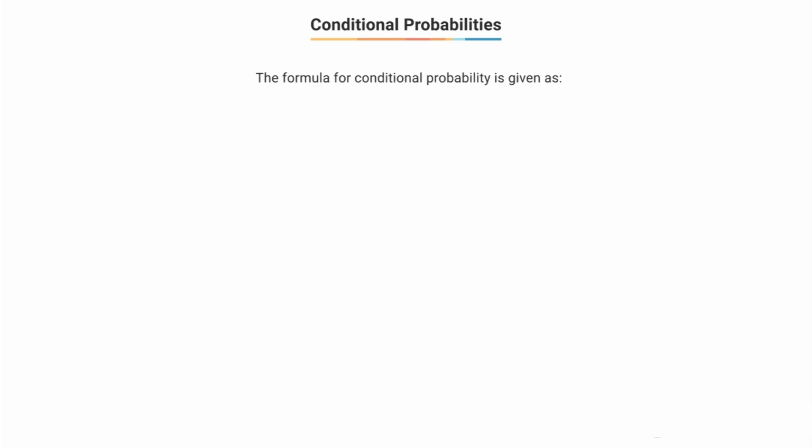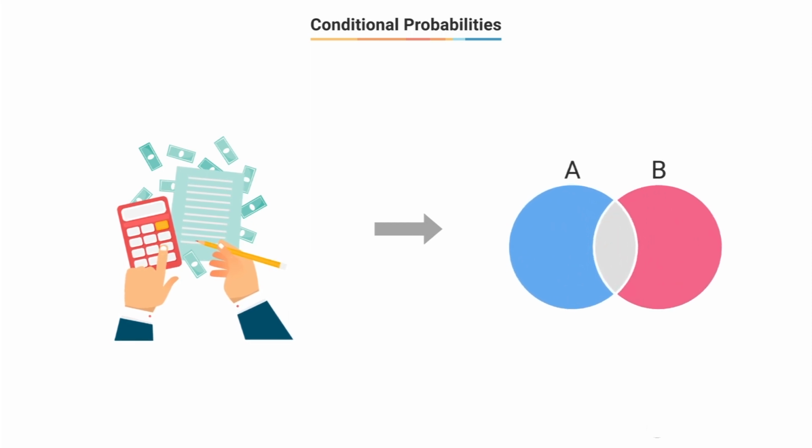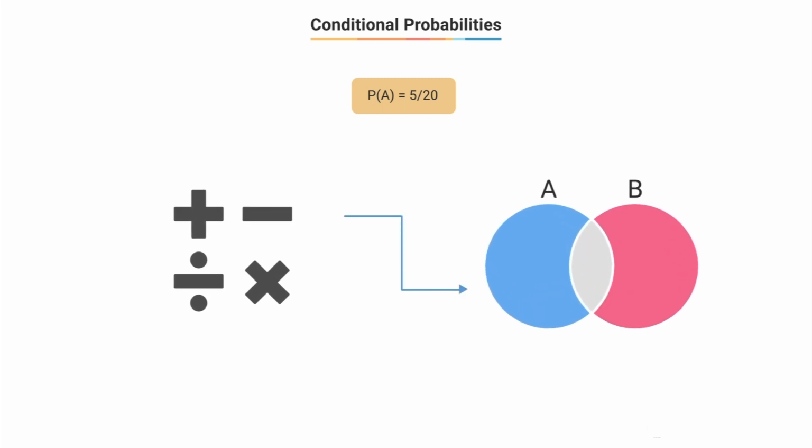The formula for P of B given A is equal to P of A intersection B divided by the probability of event A. You already know how to calculate P of A intersection B, that is the intersection of events A and B. Let's try to apply this formula to a problem. Probability of A is equal to 5 by 20. Let's now calculate P of A intersection B.